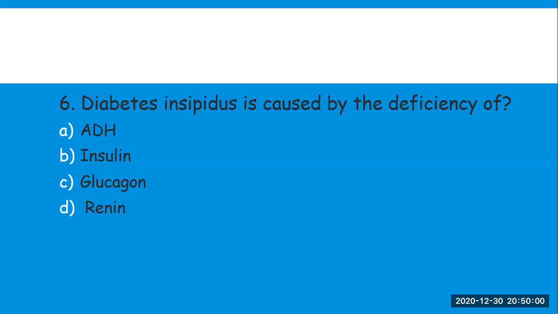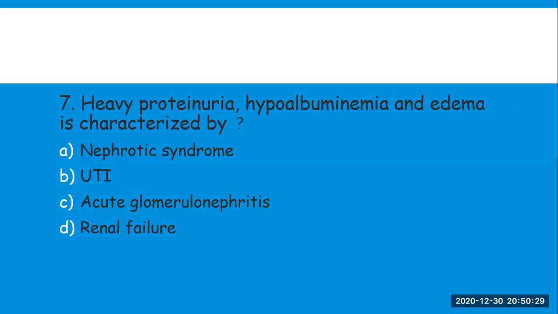Next question. Diabetes insipidus is caused by deficiency of A, ADH; B, insulin; C, glucagon; and D, renin. So as you can see, the question is diabetes insipidus. So the answer is ADH, that is antidiuretic hormone. If they are asking about diabetes mellitus, then the answer will be insulin.